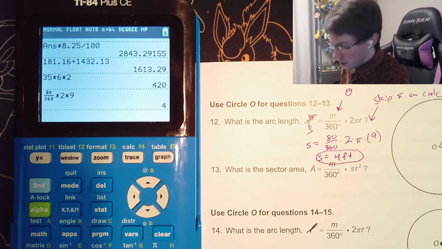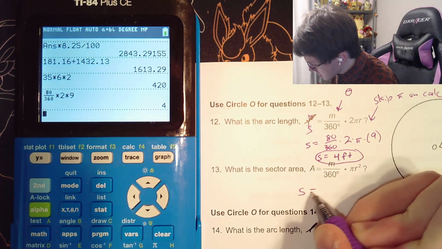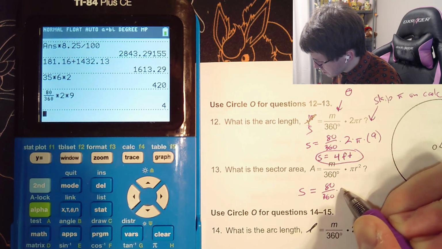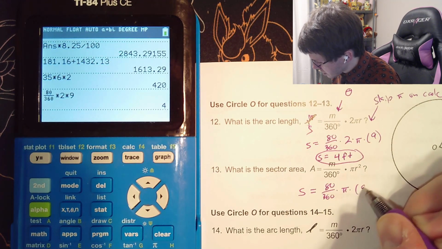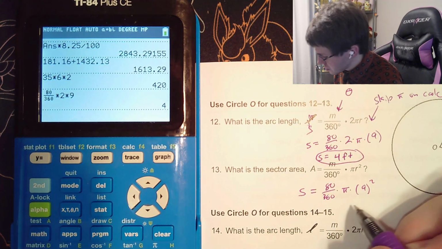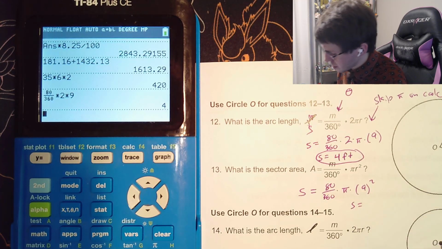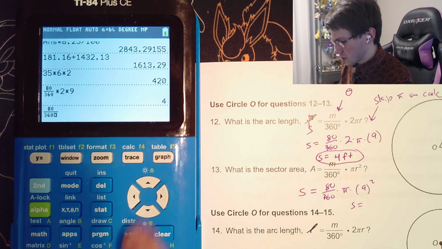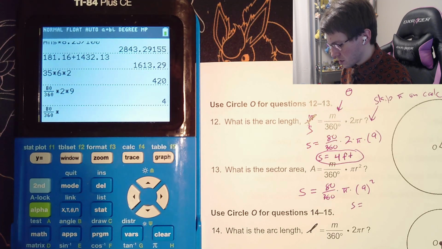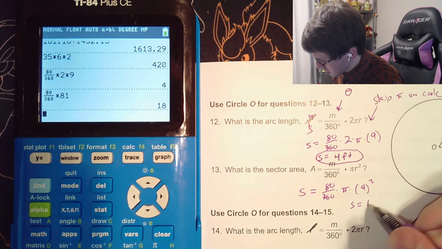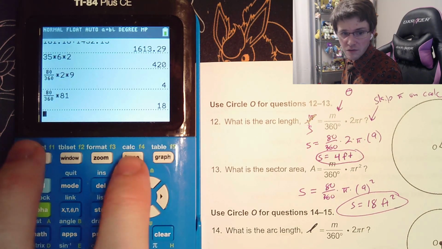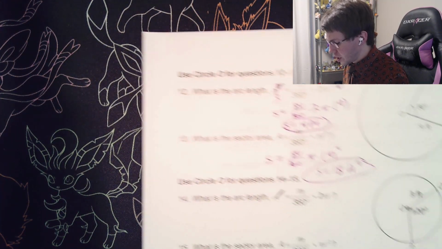As our sector area here, we're going to put that our sector area is in fact 80 over 360 multiplied by pi multiplied by that 9 squared. Yet again, could do the exact same thing. Kind of running out of room here. This is not enough to write our whole answer. Oh well. Same exact thing. Alpha y equals, enter. I showed you once, so let's maximize that laziness. We got 18, and I'm going to go feet squared. Easy enough.